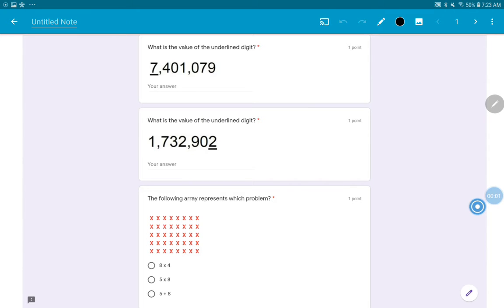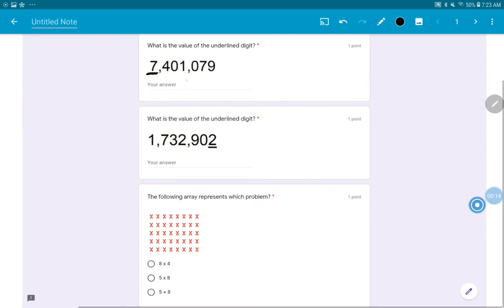We're going to check Wednesday's daily math. The first question says, what is the value of the underlined digit? So you have a 7 underlined, and that 7 is in the millions place value. So the value is 7 million.